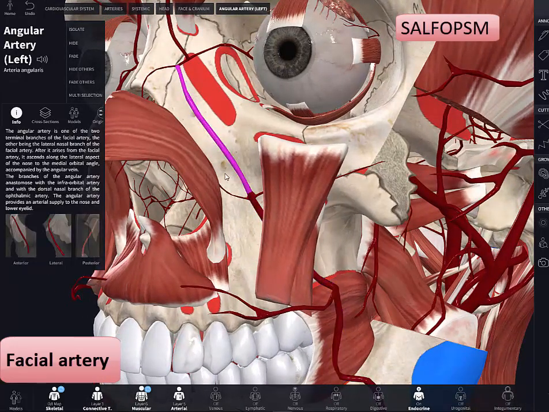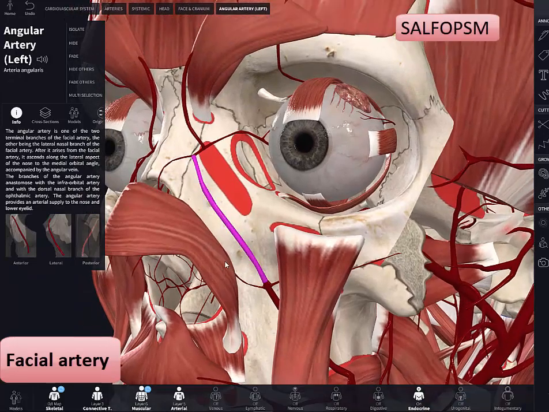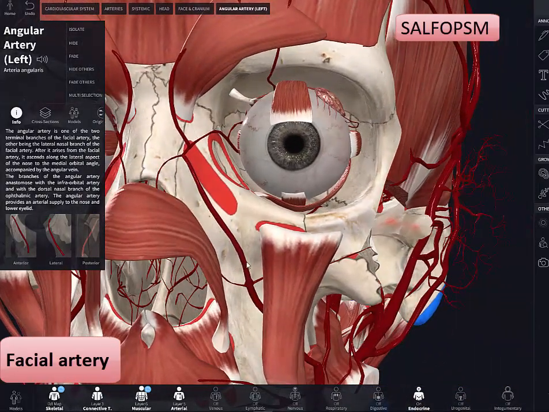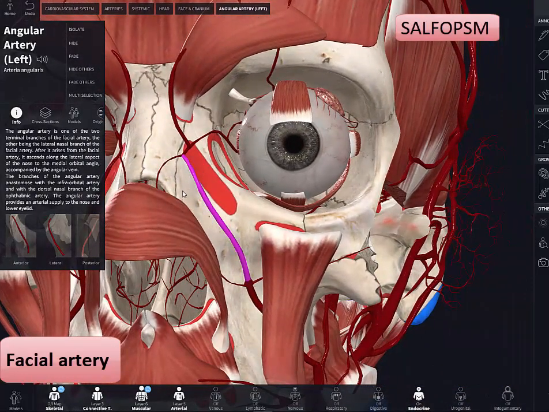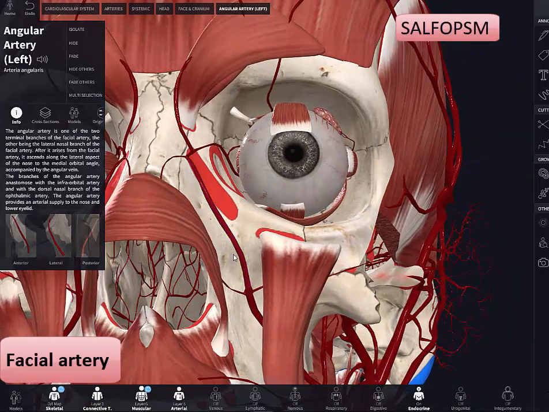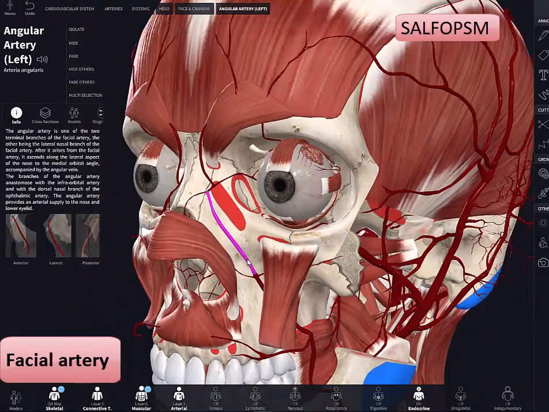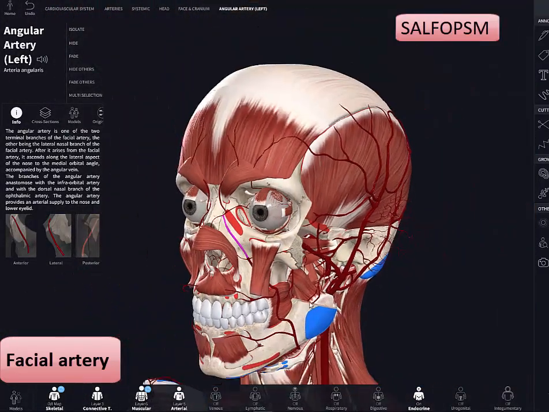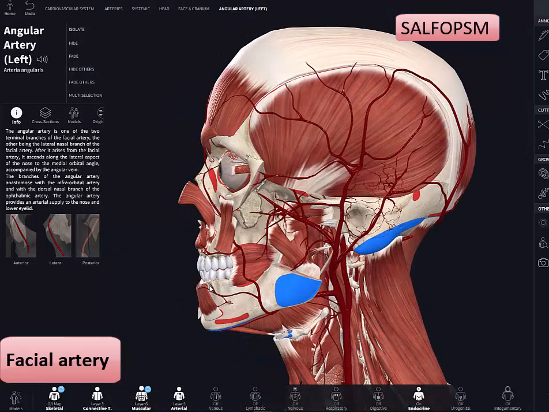The facial artery changes its name to this artery, the angular artery. As you can see, it's kind of on the side of the nose. If we're super precise about it, the angular artery is actually one of the two terminal branches of the facial, because the other one's called the lateral nasal branch. But to keep this compact, we're just going to stick with the facial artery as we've described it now.